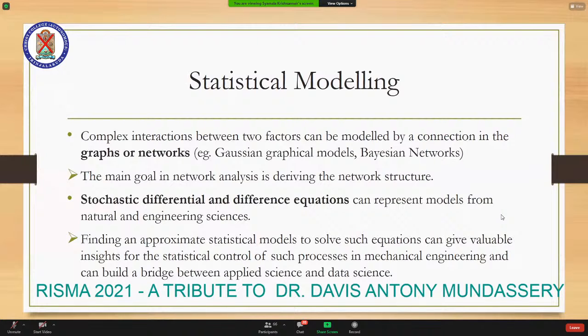I just highlighted mechanical engineering, but we can also do the same thing for chemical engineering and even natural sciences. Those equations are very popular, so we can use them to build a bridge between applied science and data science.